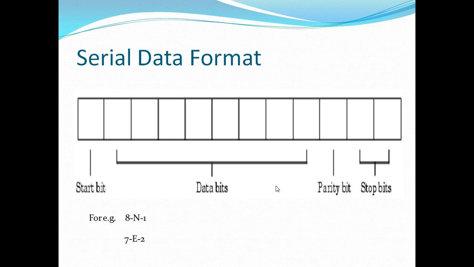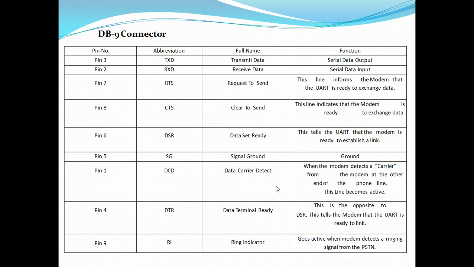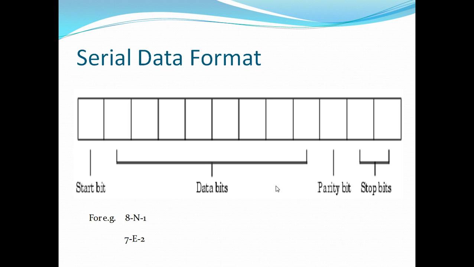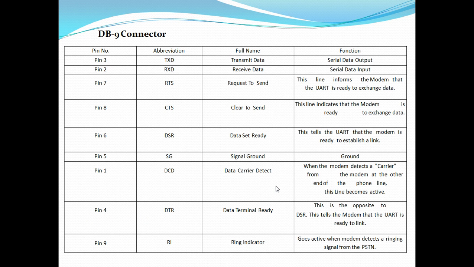This is the standard: first the start bit goes, then LSB, at last MSB, then the parity bit, and then the stop bit. For example, if you see 8-N-1, that means 8 bits of data, no parity bit, and one stop bit. And second is 7 data bits and 2 stop bits, which are used in some cases for data transfer.